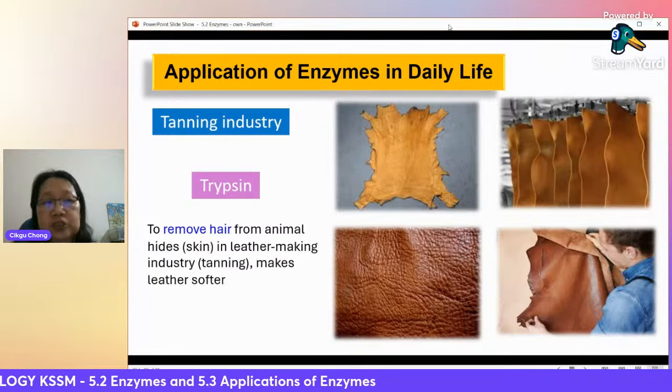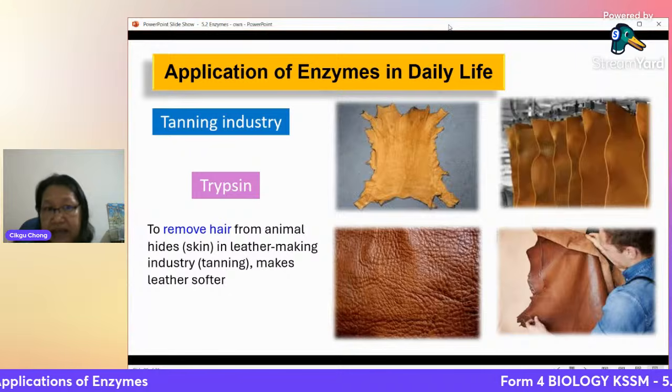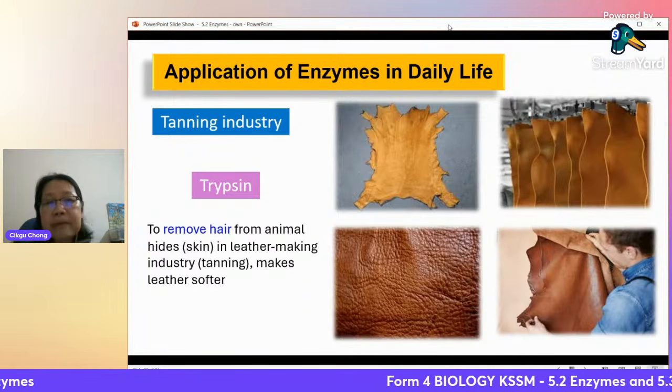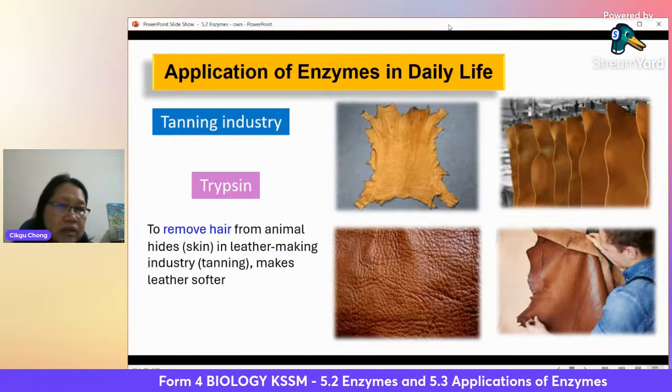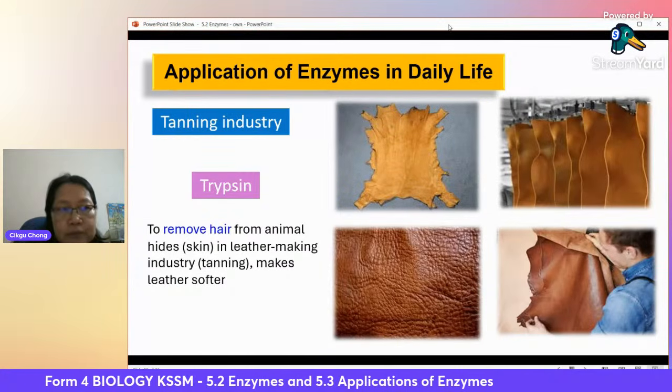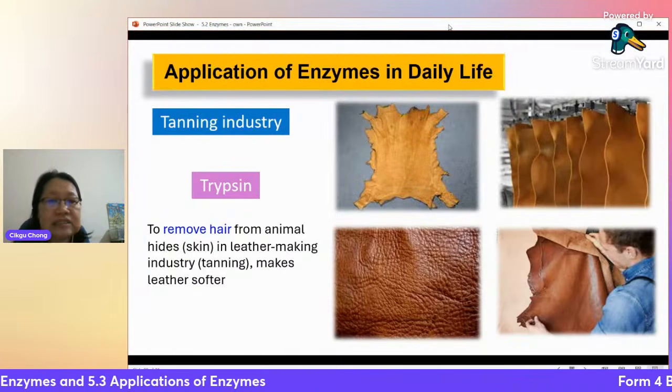So trypsin is used to remove hair from the animal hides. Hide means the skin, the leather. Leather making industry makes the leather softer. Remove hair, you're not going to pull off one by one, there'll be too many. So you go and put this trypsin, it will hydrolyze and remove the hair from the skin there.